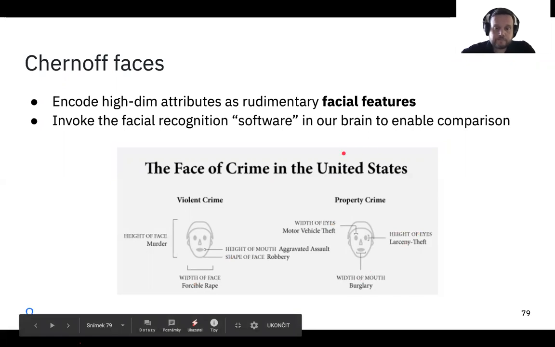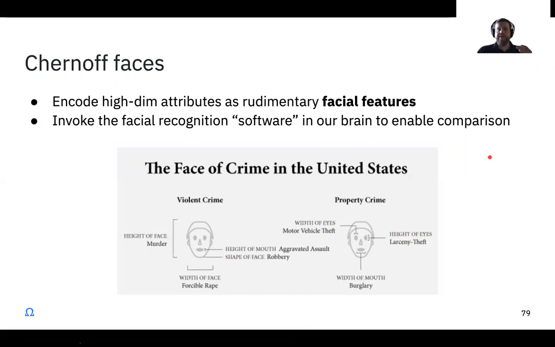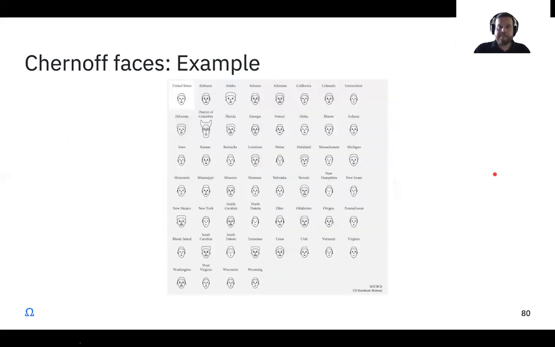And the aim here is that we invoke the facial recognition software in our brain to enable comparison. I mentioned this example in lecture 2, that we have special neurons for recognizing faces. So this tries to leverage this. Neat idea, right? So this is how the crime in the US looks. We see quite a weirdo here of the District of Columbia. This is the average for the United States, and you can compare the different faces. So those are the Chernoff faces.